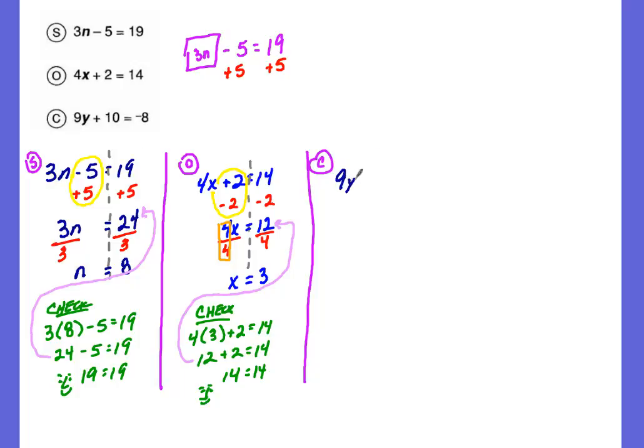9y plus 10 equals negative 8. Once again, reflection line, so I remember whatever I do on one side, I'm going to do on the other.